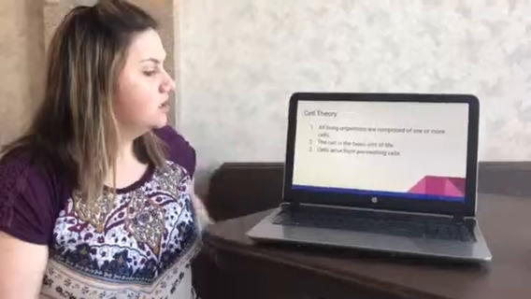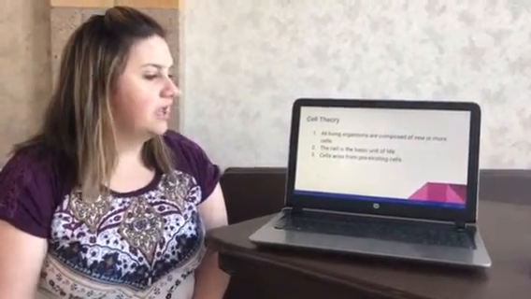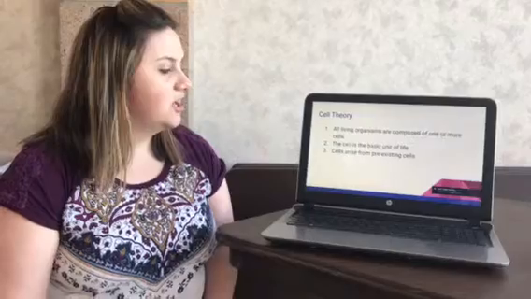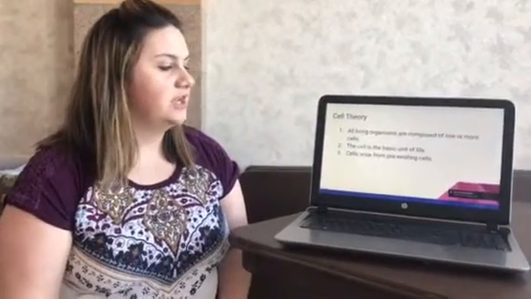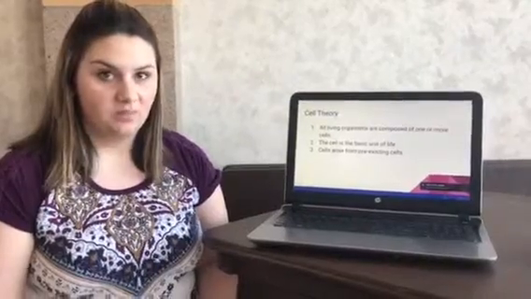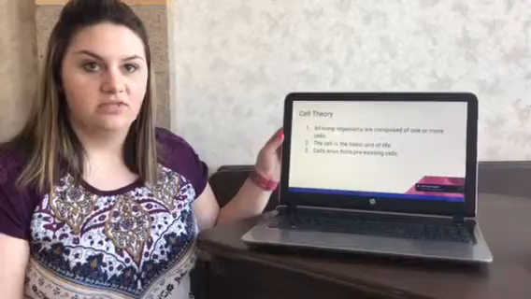And our second idea is that the cell is the basic unit of life. This is the basic unit of life because everything is made from cells. Every living organism is composed of cells. Our third part of cell theory is that cells arise from pre-existing cells. You cannot form a cell from thin air. It has to come from a pre-existing cell. And these are our three big ideas of cell theory.